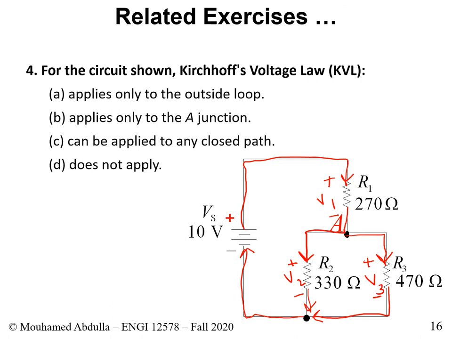Okay, and we are talking of KVL. So don't forget, KVL is always related to a series circuit. KCL is related to a junction. And KVL is always applied around a closed path, around a closed circle, a path for the current to flow. So if you look here, let's see which one makes sense and which one doesn't.